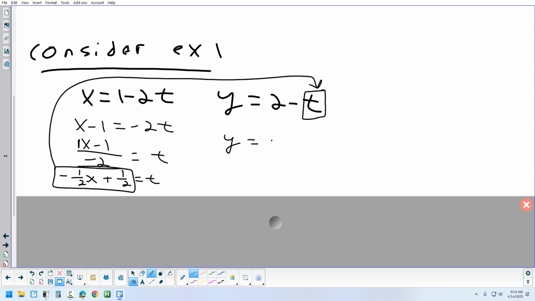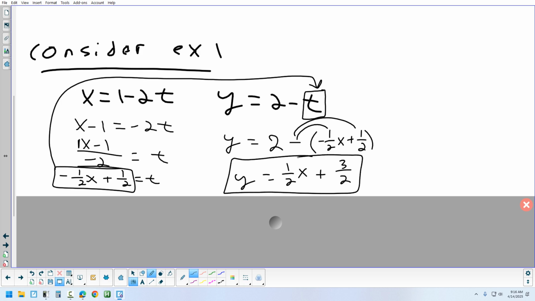So now we get 2 minus -1/2 x plus a half. So this is going to end up being y equals mx plus b, because we already know it's a line segment. So y equals 1/2 x, that's my slope, and then 1.5 or 1.5. There you go. So that's how you change it from parametric back to function.